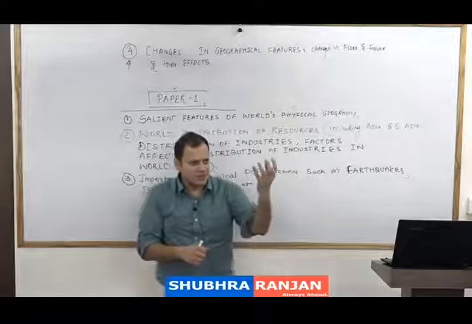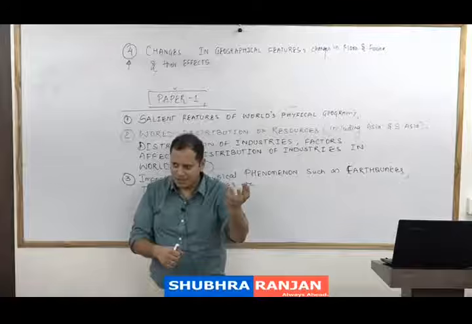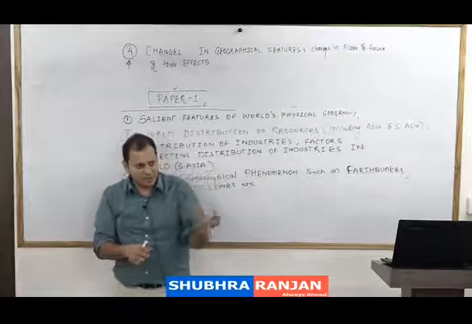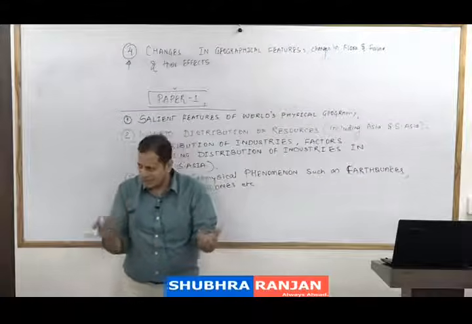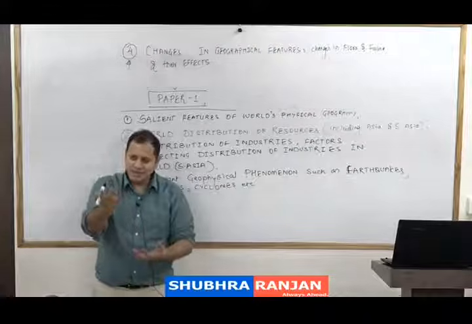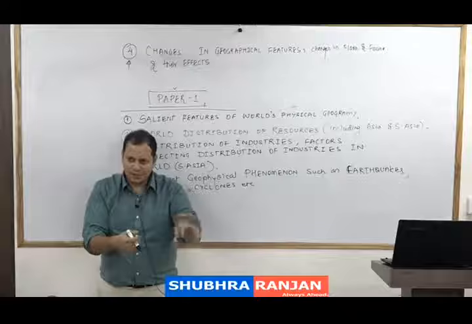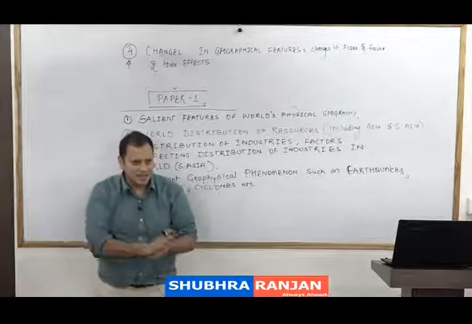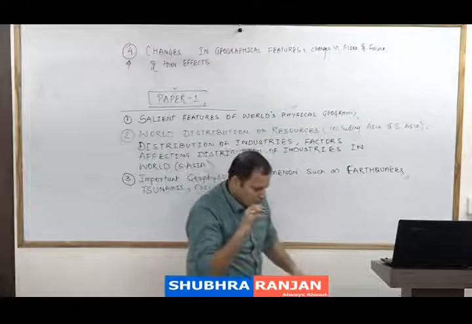That is, we are increasing the temperature. Because of the increase in temperature, there is melting of ice caps and glaciers. Because of the melting of ice caps and glaciers, there is a rise in the sea level. Due to the rise in sea level, many of the coastal areas are being submerged. This is one change. Now what is the second example?